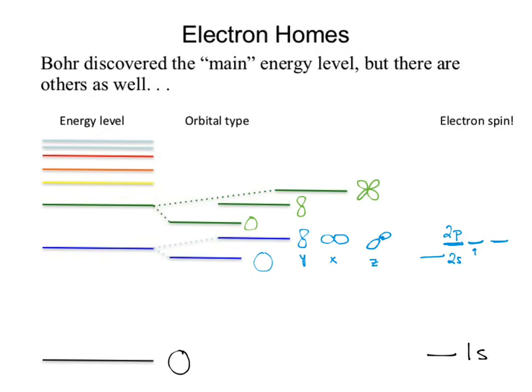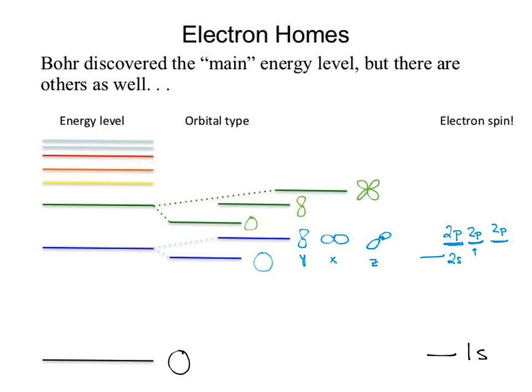It's still the second energy level. I'll get to that in a second. What's the last one? Also 2p. Okay, so there are 3 2p orbitals, because there are 3 orientations.